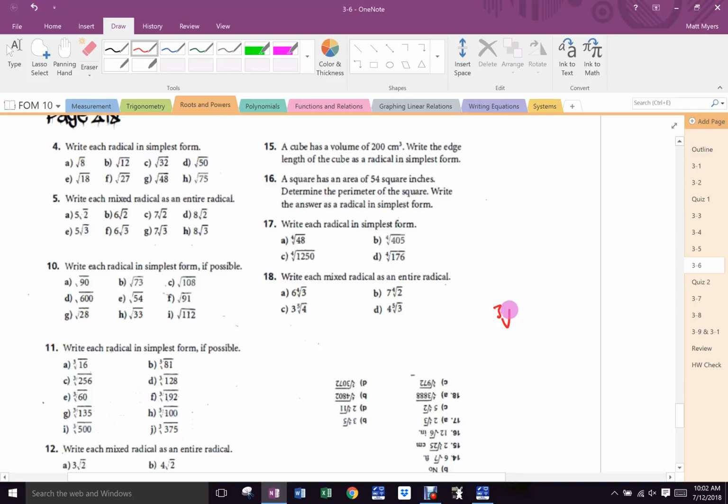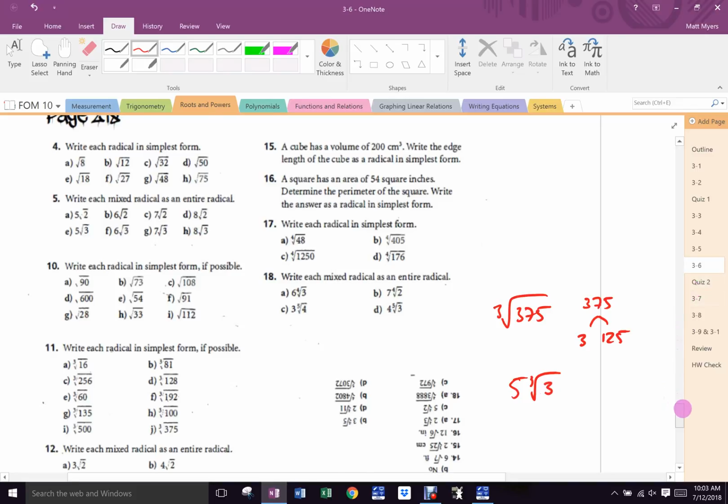Cubed root of 375. Break it down. Cube root of 375 breaks down into 3 and 125, doesn't it? Doesn't 125 have a cube root? 5 times 5 times 5. So out comes a 5, and you leave a 3 under there. What?